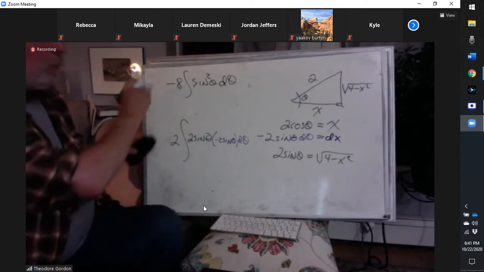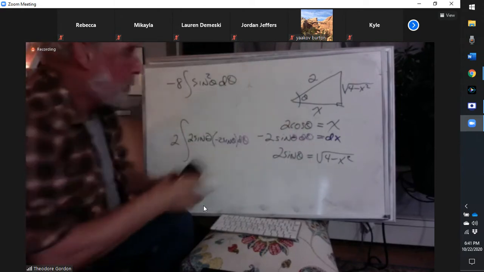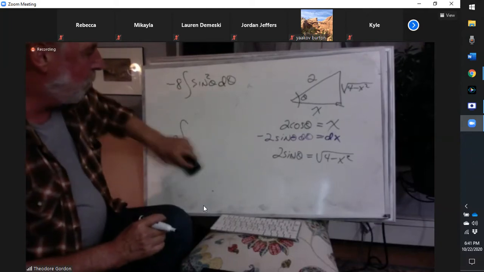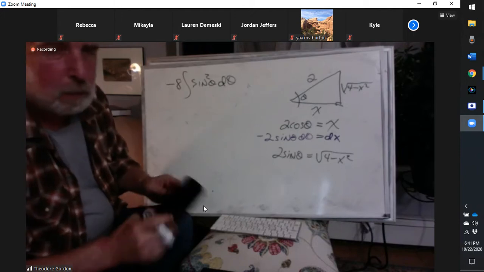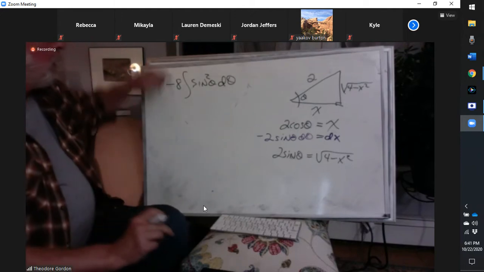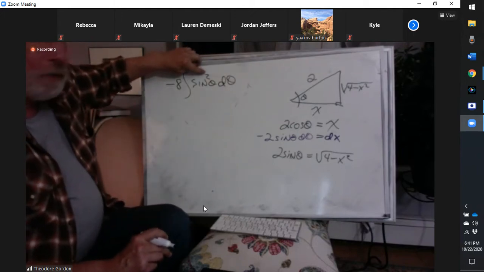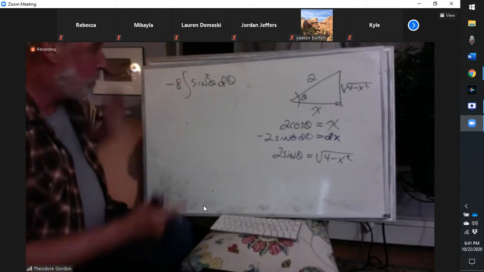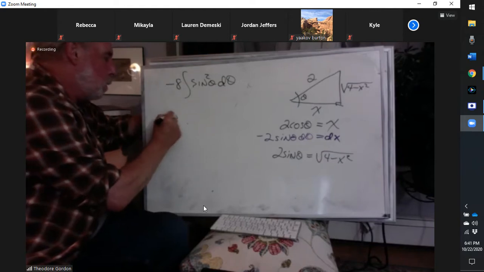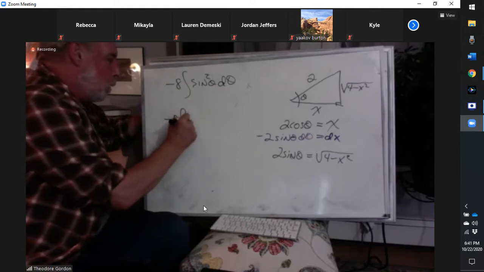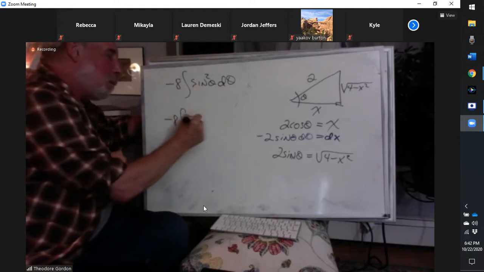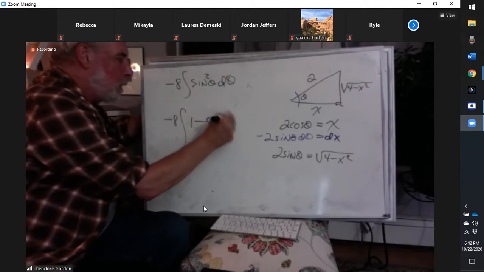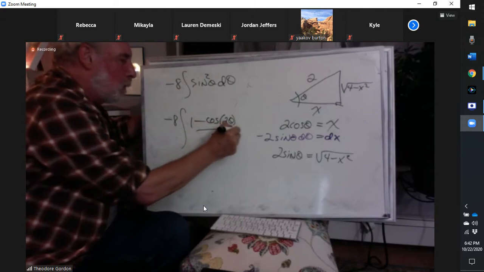So now, forget all of this stuff. Here's a new integral to do. This is like the stuff from section 8.3, I guess. All we have is a sine squared. So that generally means we need to use the power reducing formula. So we get 1 minus cosine of 2 theta all over 2 d theta.